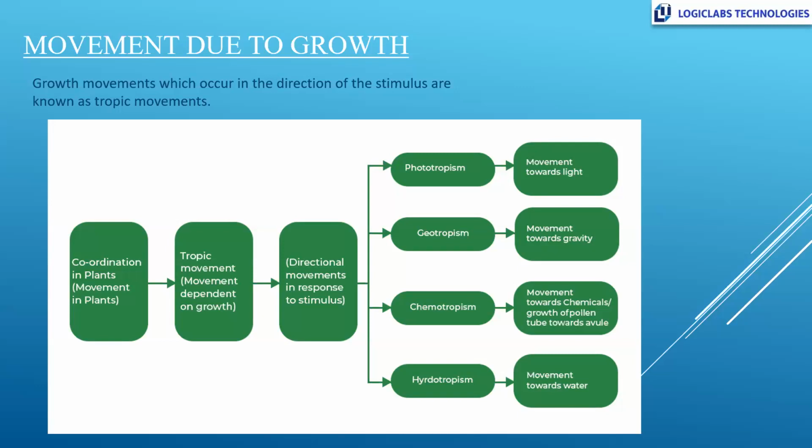Also, a few plants provide shelter to the aquatic animals present in water, and they show positive hydrotropism, where the plant has rapid growth quickly.